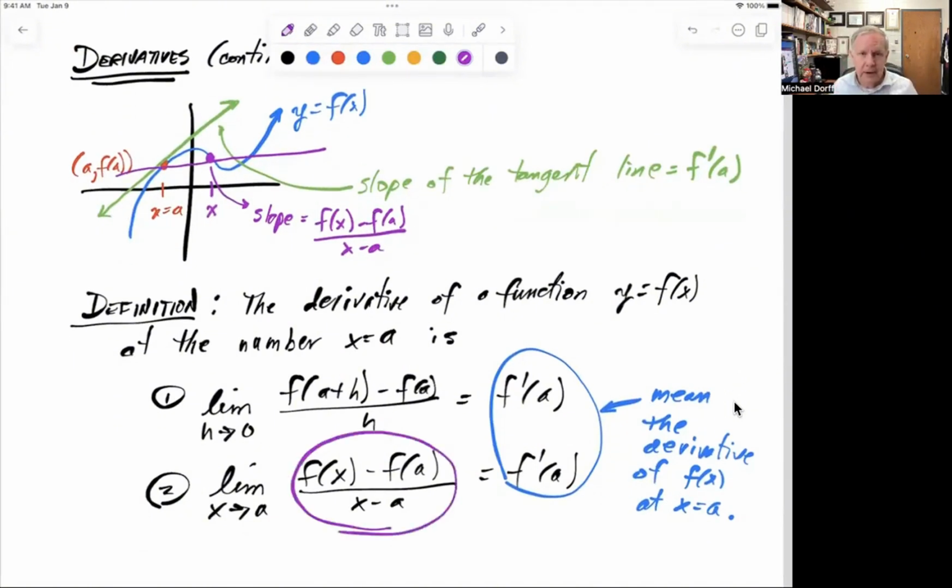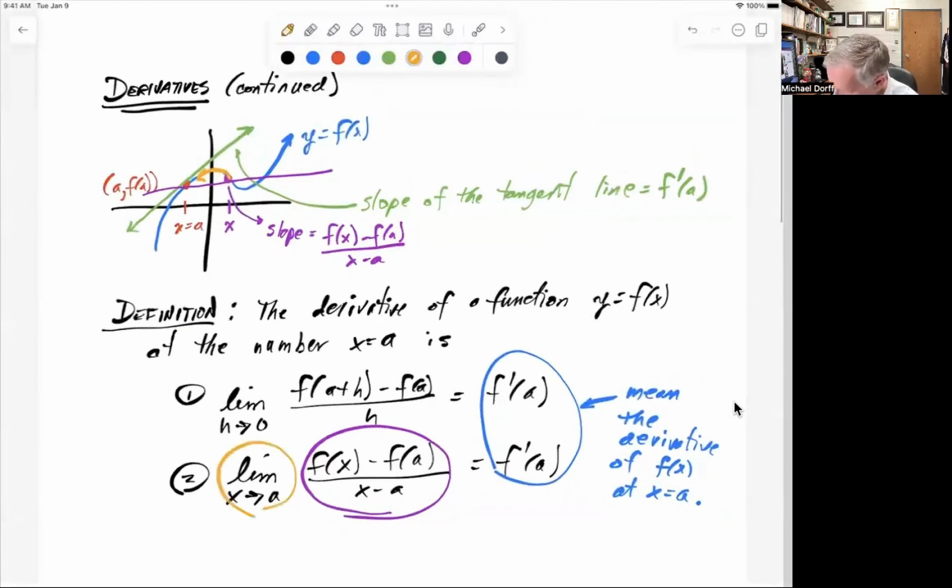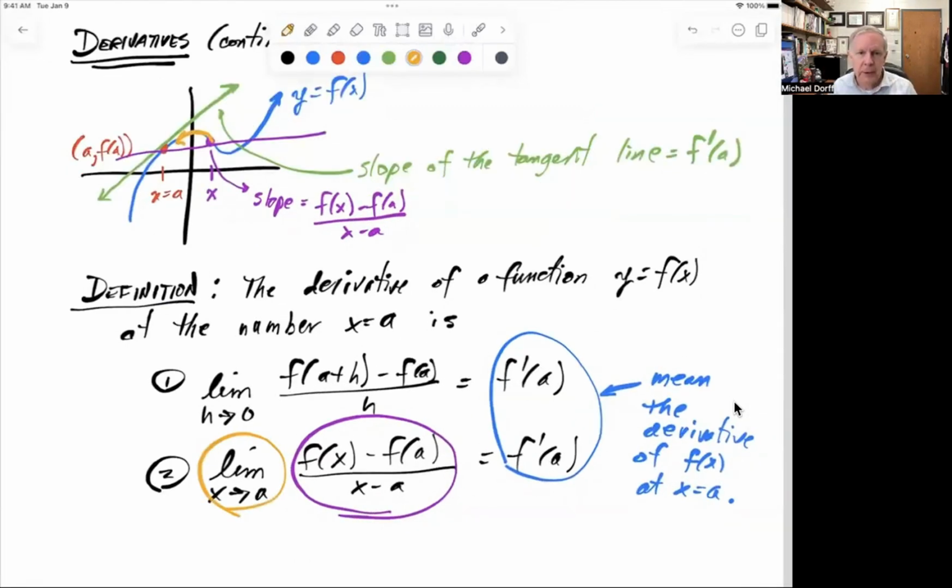Why do we have the limit in front of it? Because we want that purple point to get closer and closer to the red point. And so we're taking the limit as that point gets closer and closer to the red point. That's why we get this limit here. So if we do that in the limit, then we get the slope of the green line, the slope of the tangent line.